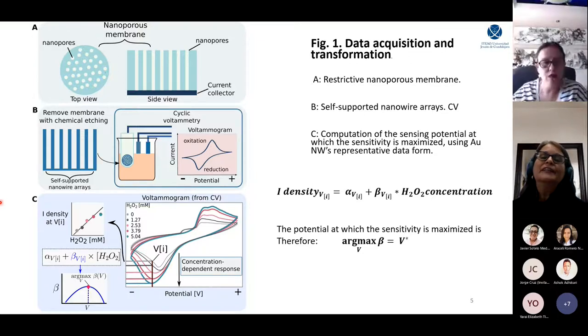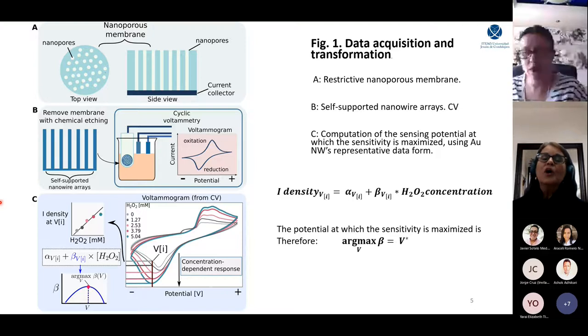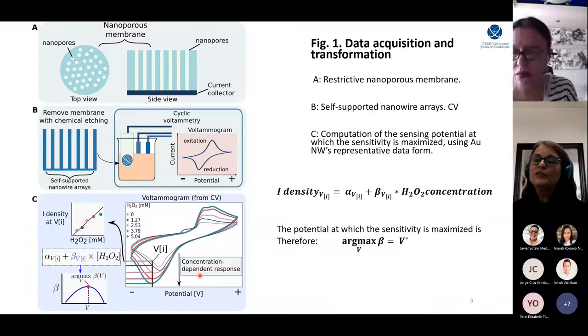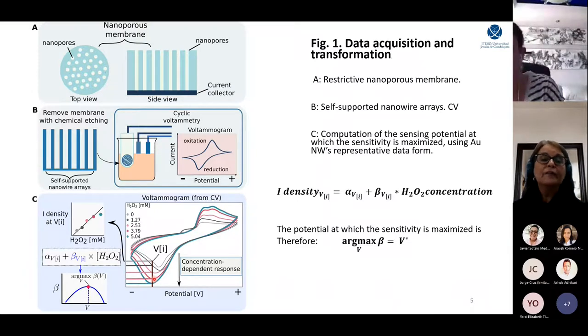Because the sensitivity critically depends on the potential applied, we identify the potential capital V asterisk at which it is maximized. In section C, two, we show this process as follows. In the reduction peak region of the cyclic voltammetry, approximately from -0.5 volts to 0 volts, we interpolate the current density for each potential with a step size of 0.0005 volts.